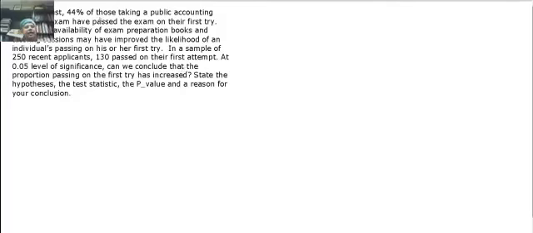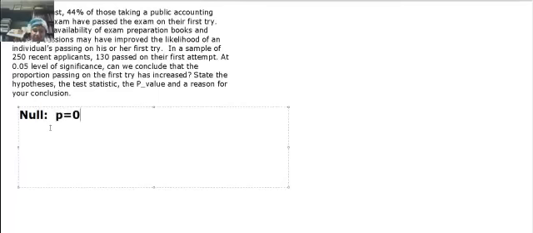The way we do things in class, we formulate the hypotheses first. You get test bank questions often, so let's go by the test bank. Remember, the null is no difference. P is still 0.44. For the alternative, they're suspecting that it has increased, so your alternative is P greater than 0.44. Very nice. Are we good so far?